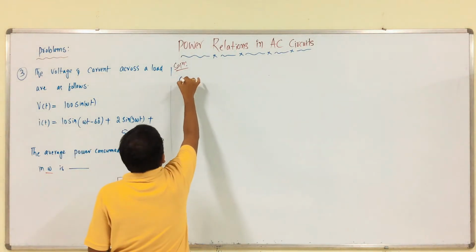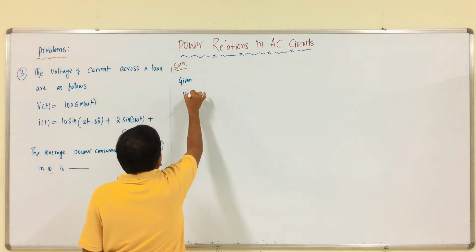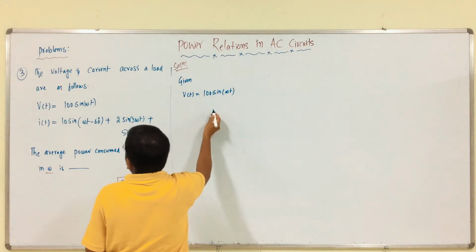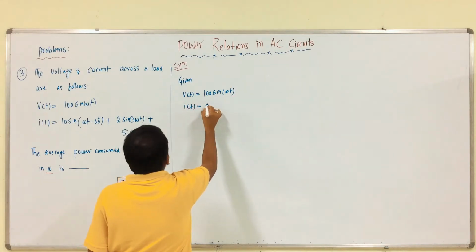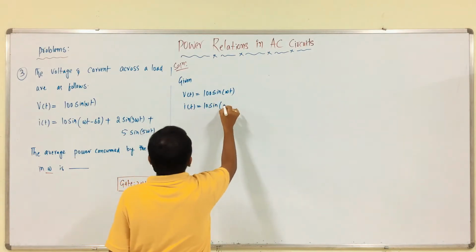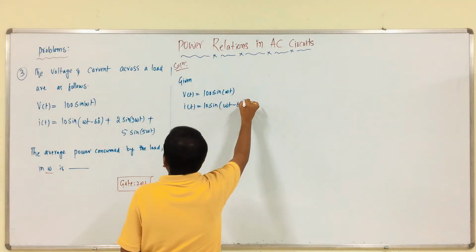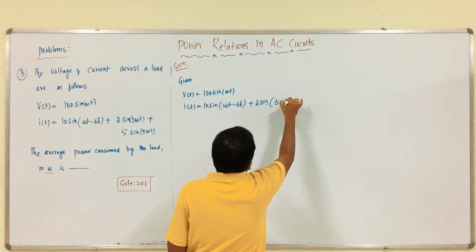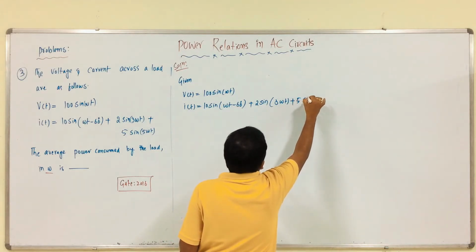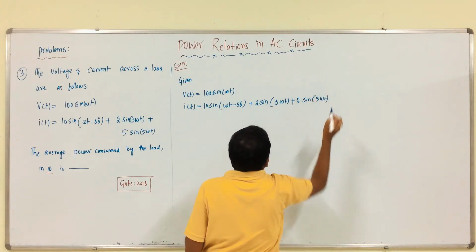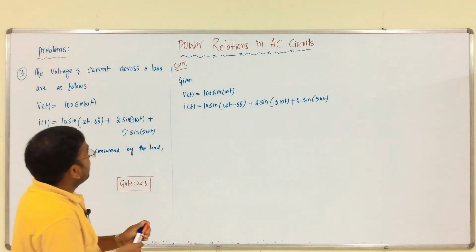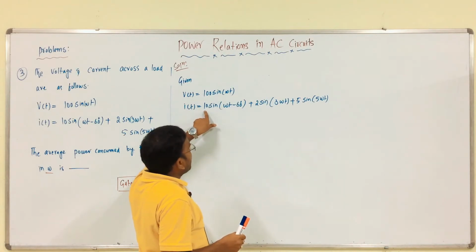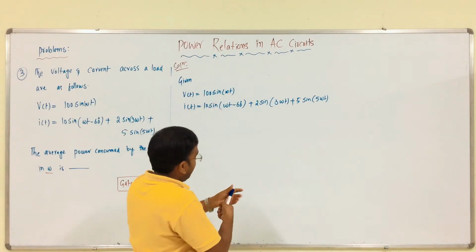Given V of t is 100 sin omega t, plus 10 sin 3 omega t, plus 5 sin 5 omega t. See, we have the magnitude of 100 here. In the current, we have the magnitude of 10 sin omega t, clear.